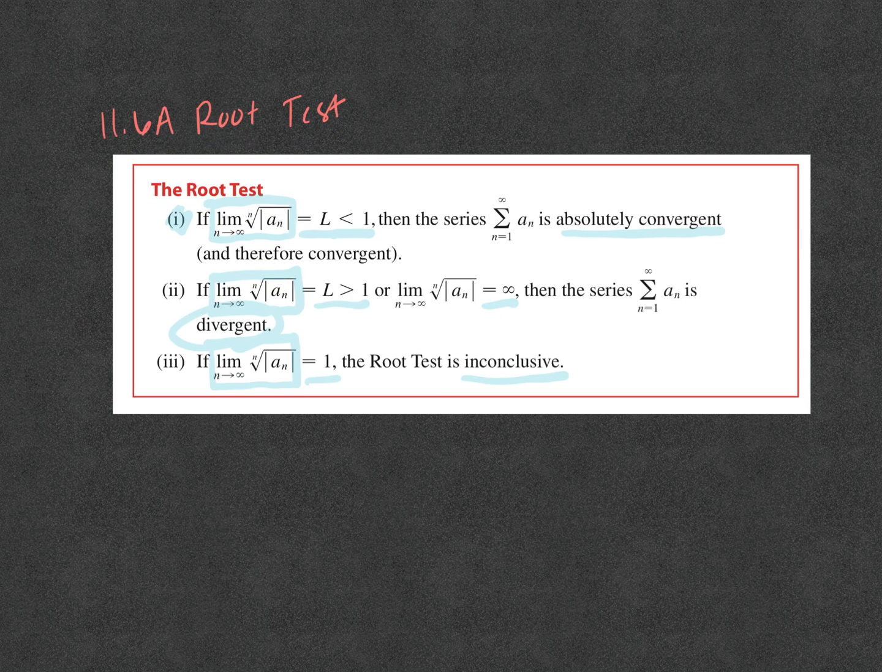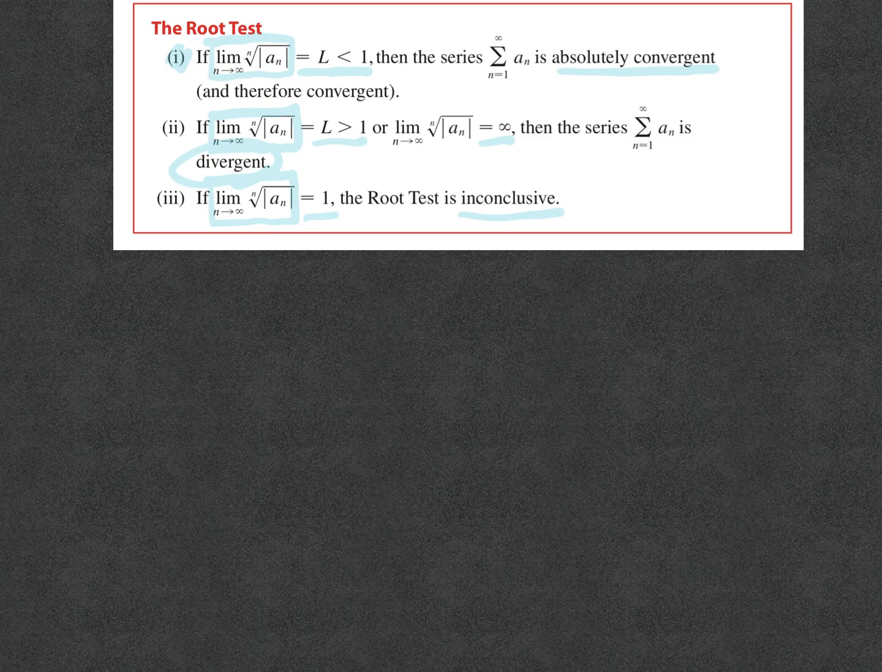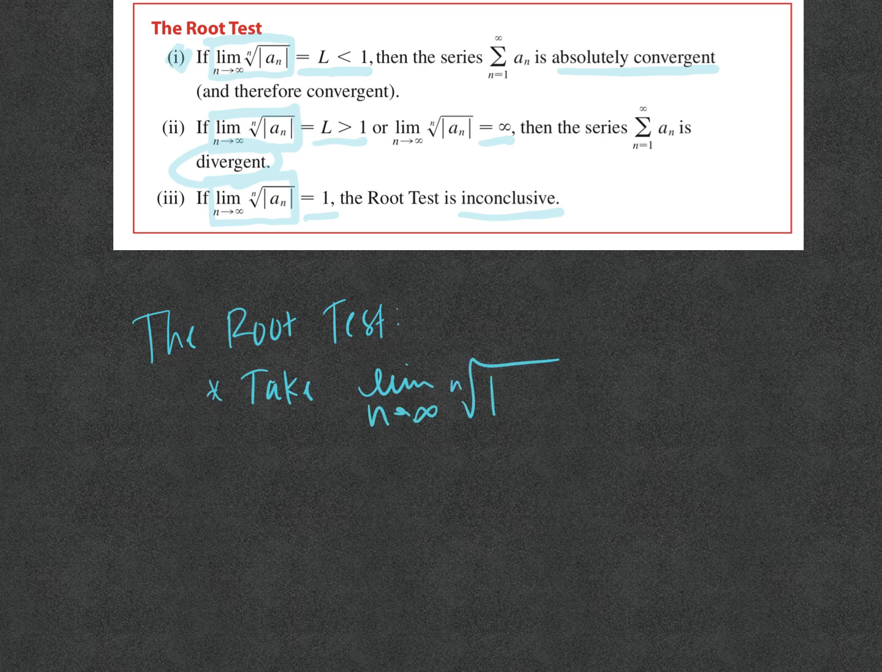So let's write this a little bit nicer. I'm going to use their notation and say the root test. For the root test, let's make a note that the first thing we want to do is take the limit as n approaches infinity of the nth root of the absolute value of a sub n. Let's say it equals L. And then we have three cases. Case one, if L is less than 1, this implies that the series is absolutely convergent.